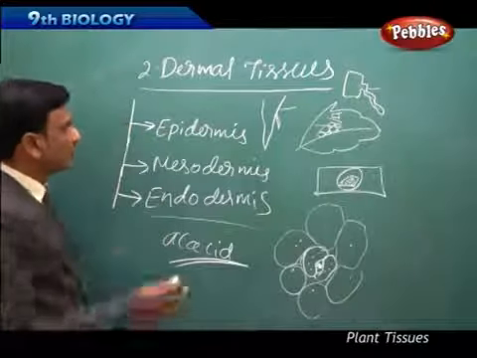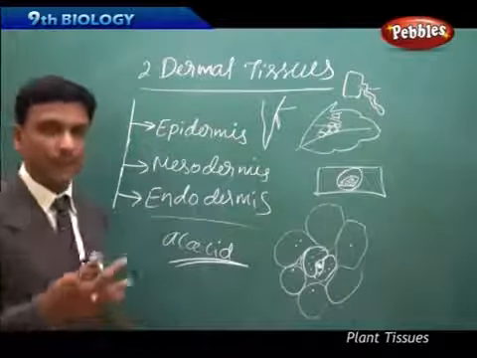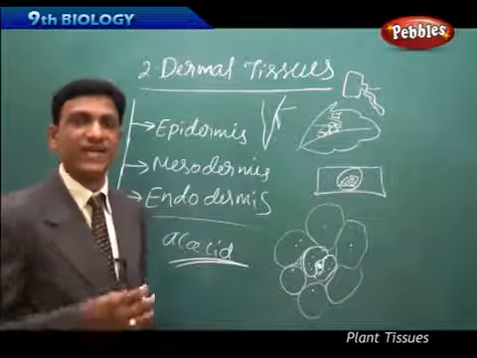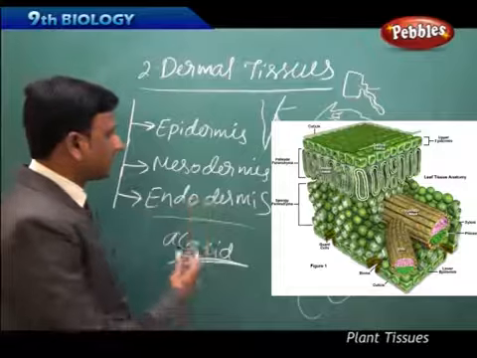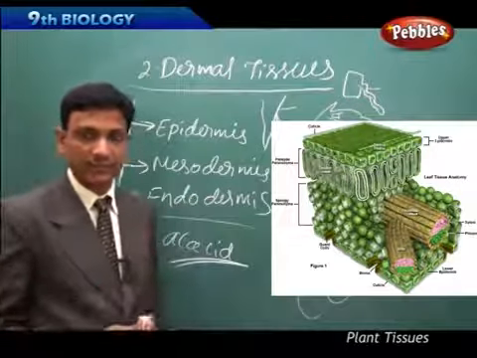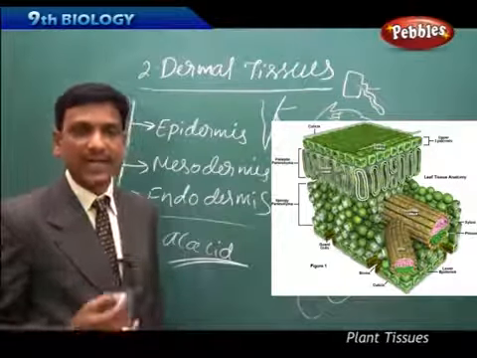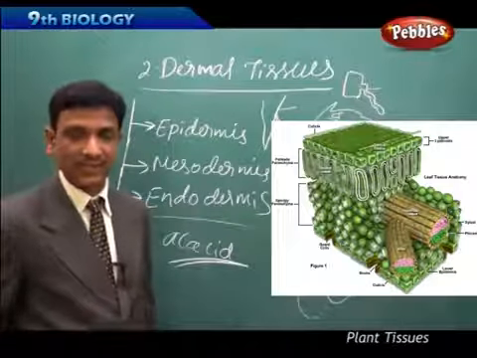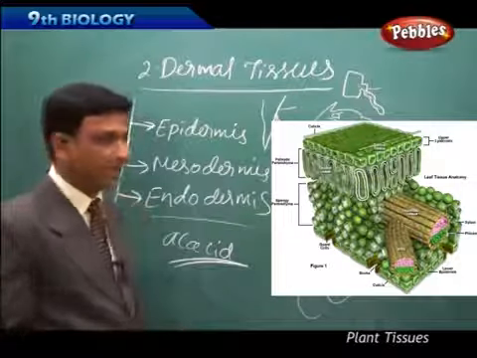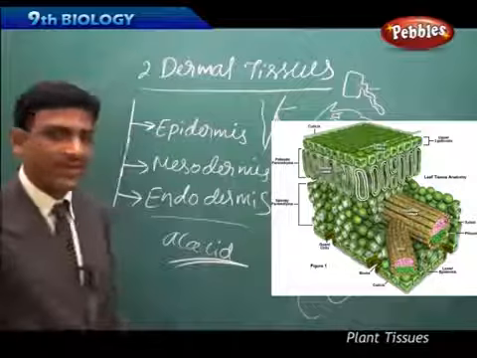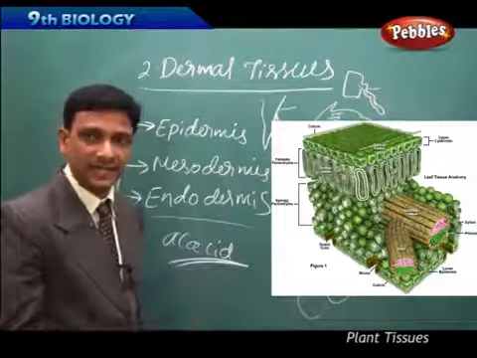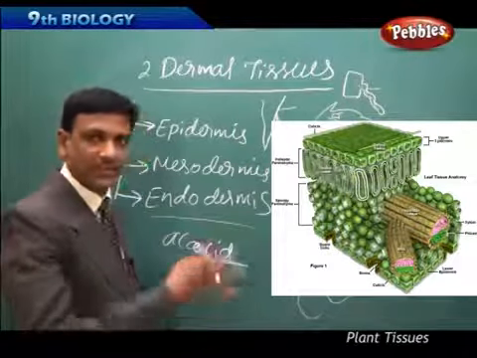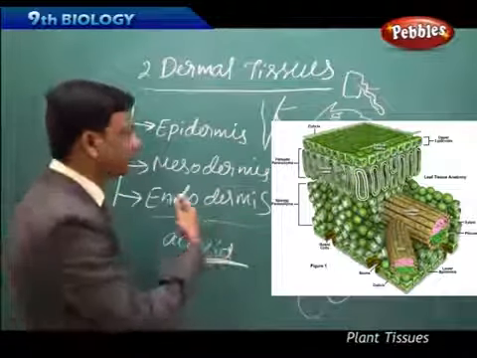Okay, so far we are discussing that these dermal tissues give protection to the plant or the tree. What kind of protection are they giving? They are covering the inner tissues by not allowing any foreign particles, organisms, bacteria or pathogens into the plant body. So they are preventing the entry of all foreign bodies or organisms into the plant. They are the protective covering of the plant parts.